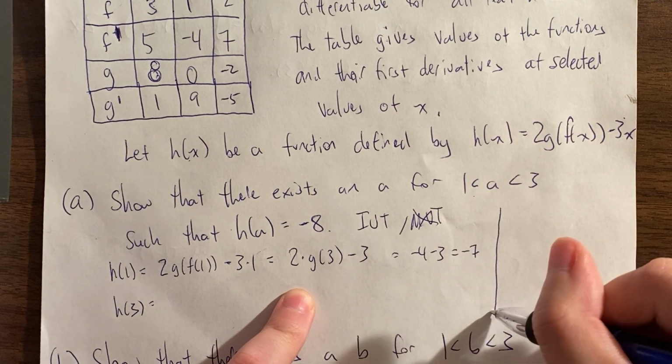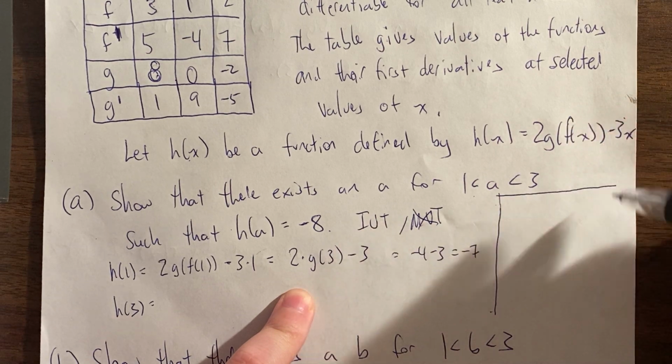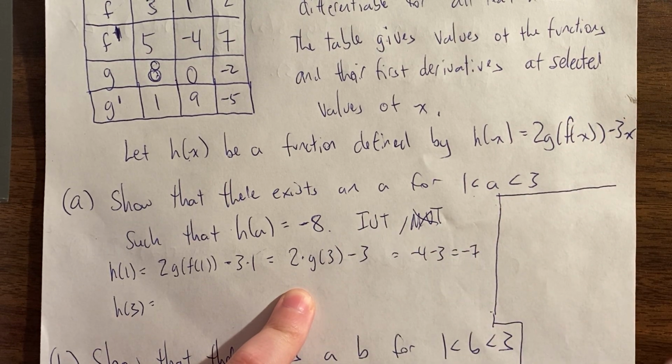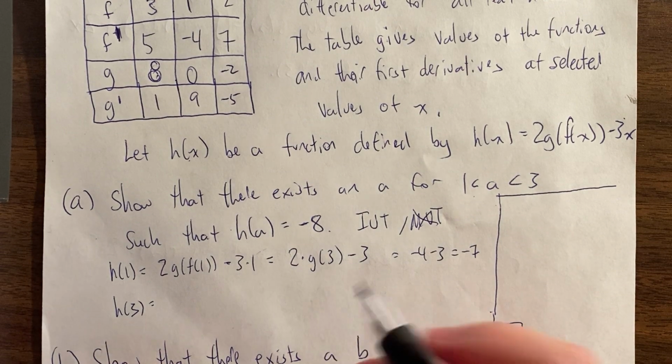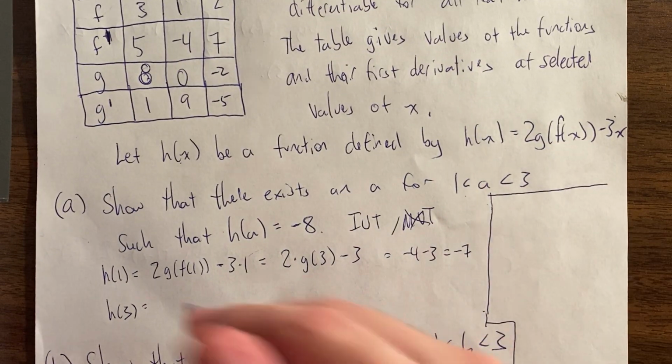We'll write our IVT sentence in this box. Hopefully we'll be able to fit it in. Maybe we'll need some space. Now we're going to do the same thing with h of 3. So h of 3, again, we're just going to plug it into this formula.